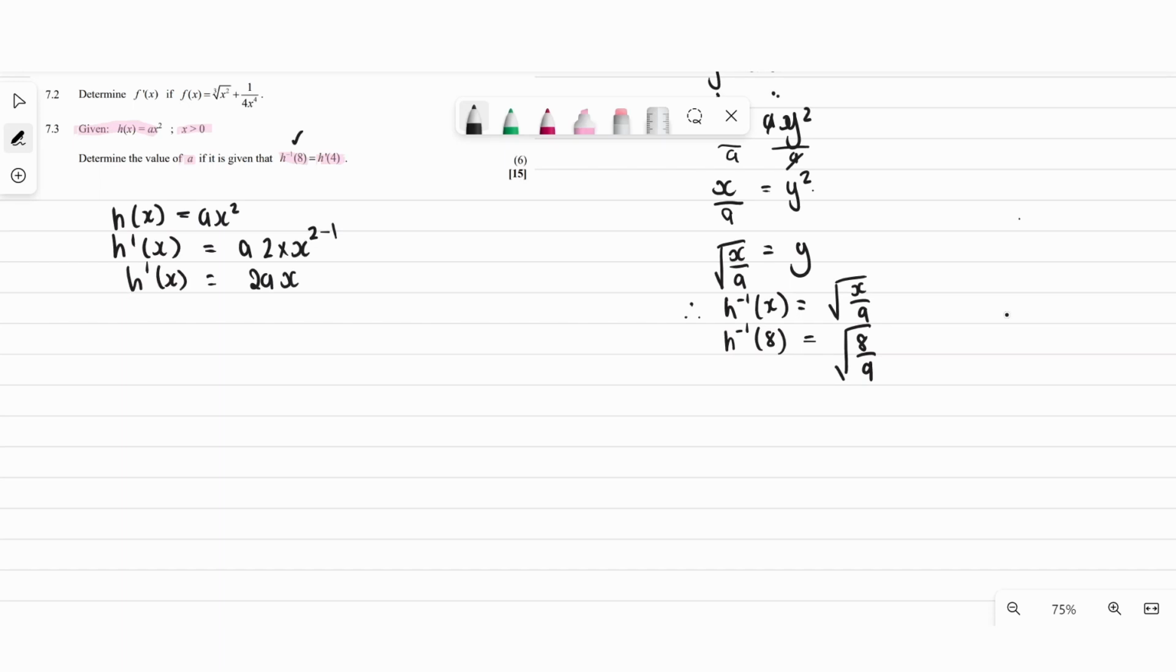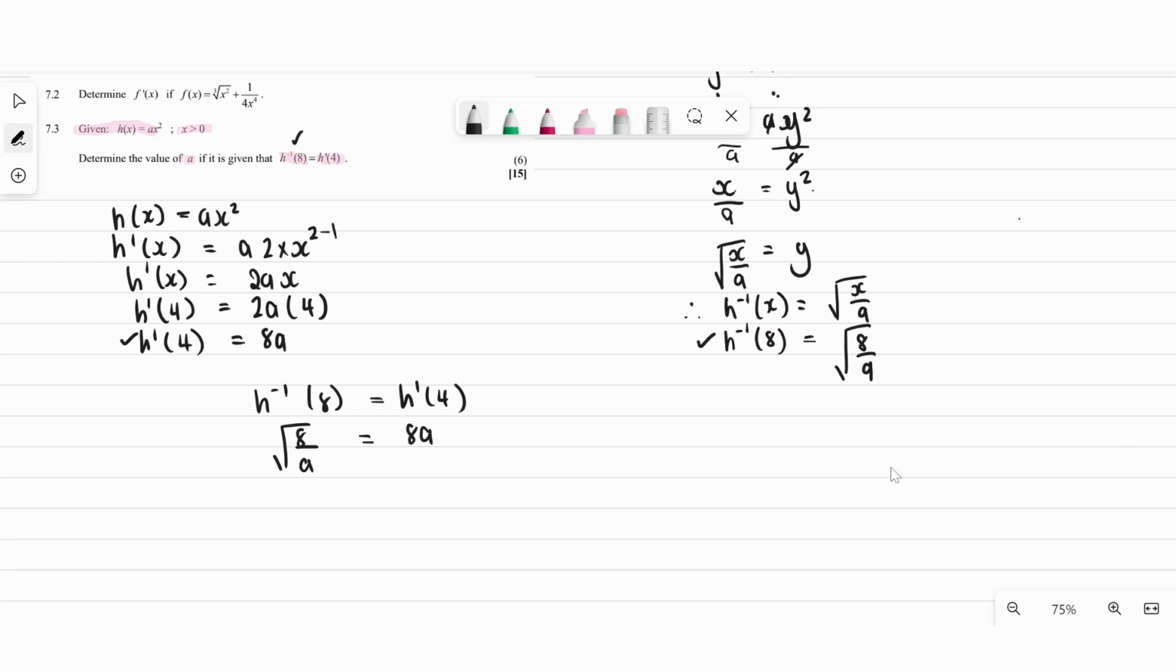But we know the fact that f prime of 4, so we need to substitute 4. So f prime of 4 is basically equal to 8a. So important information, they told us that these two are equal to each other. So let's equate them. We know the fact that f inverse of 8 is equal to f prime at 4. We already have f inverse at 8, which is, and this one is 8 at a.